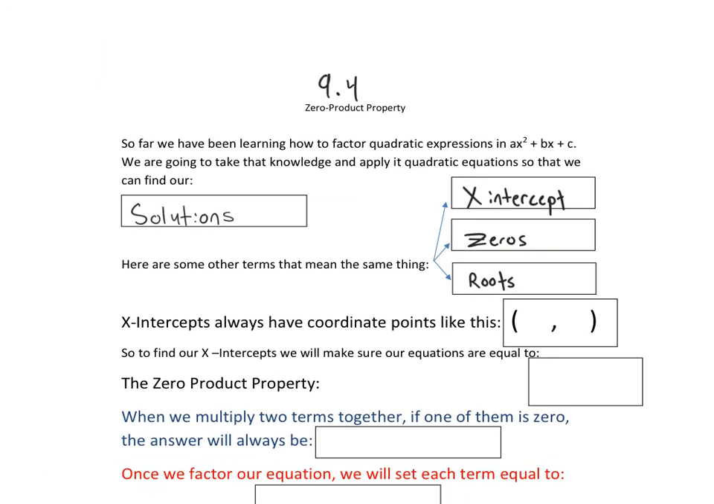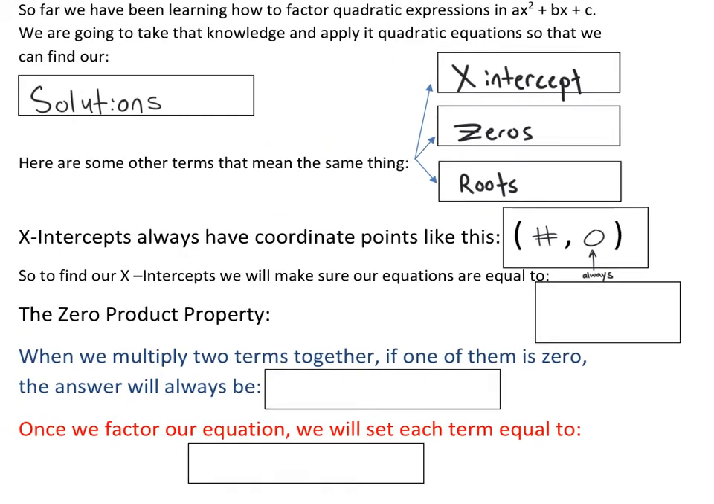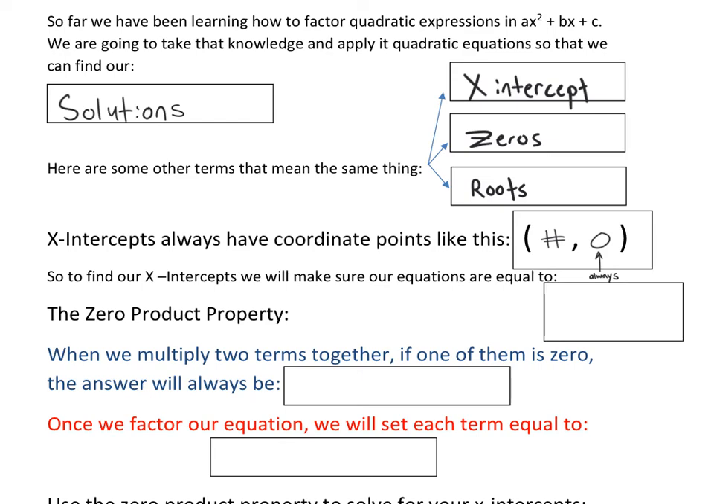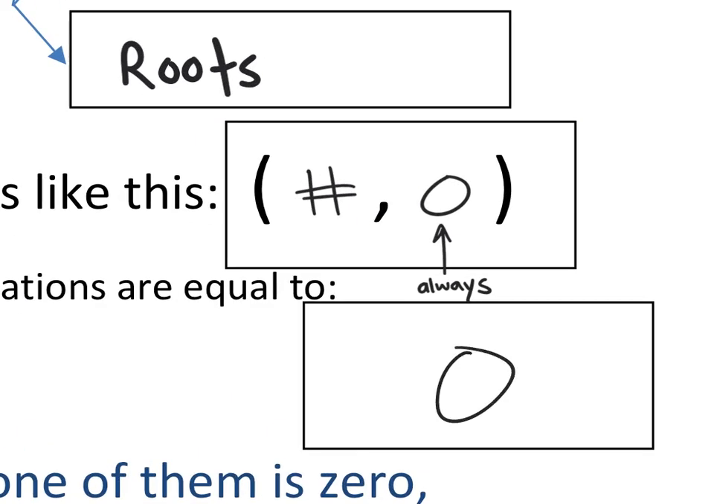And we know that x-intercepts, which is what we're looking for, always have coordinate points like this. A number, comma, 0. That 0 is always there for an x-intercept. So if we want to find our x-intercepts, we will make sure our equations are equal to 0. Right? If our equations are solved equal to 0, we will be finding the x-intercept.